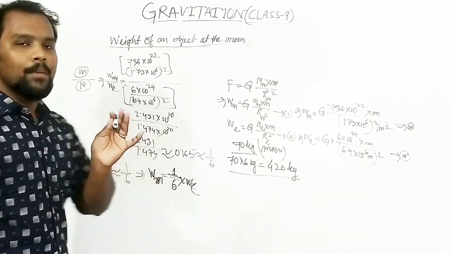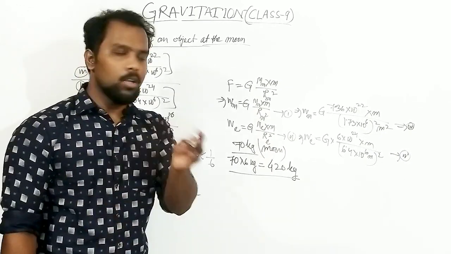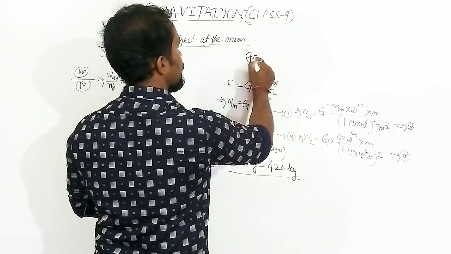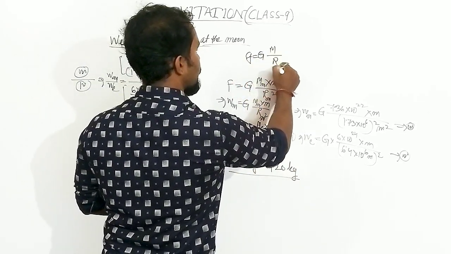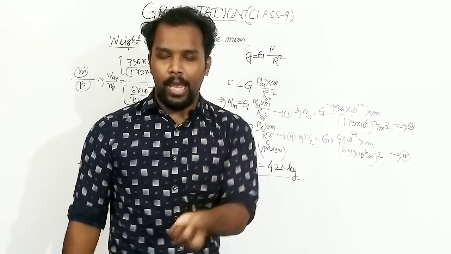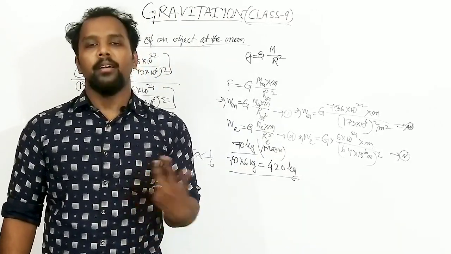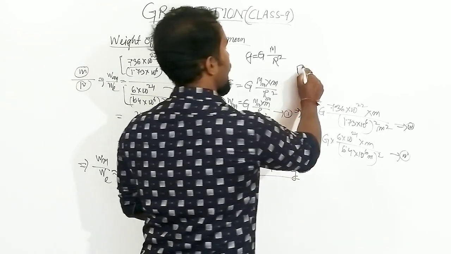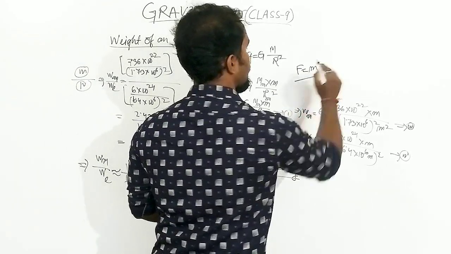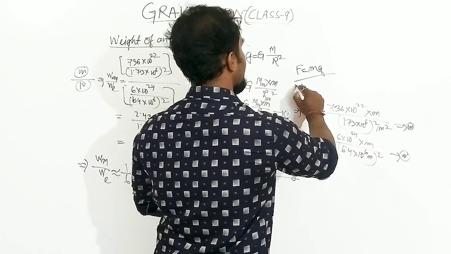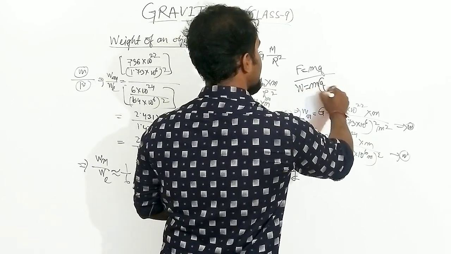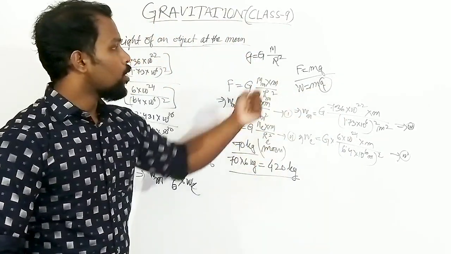If somebody asks you why there is a variation, it is because g is GM by R square. The weight is nothing but the force applied by the earth, and that force is given by F equal to mg. This is known as W equal to mg. If g varies, weight will also vary.